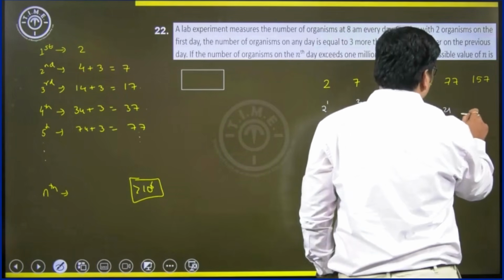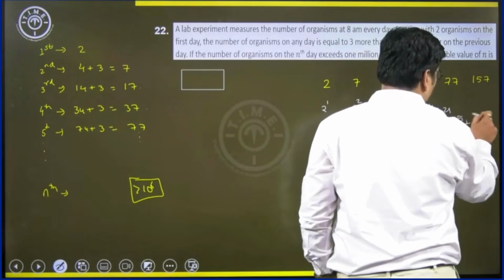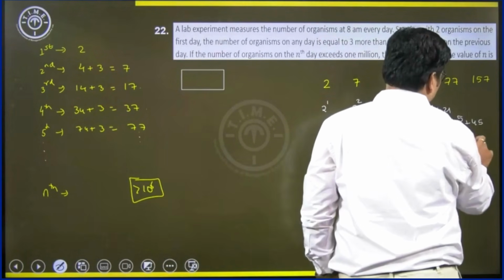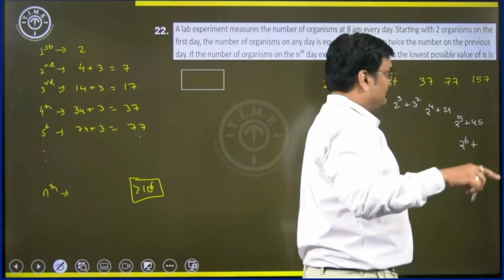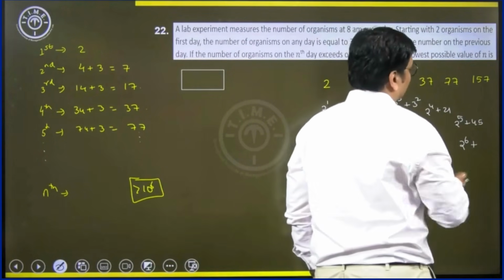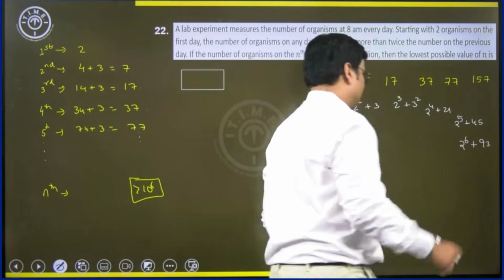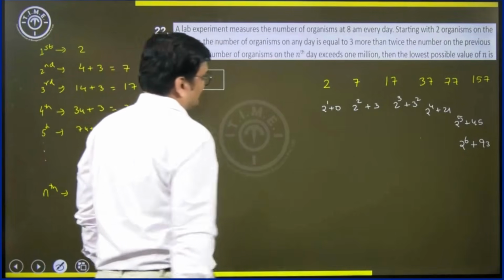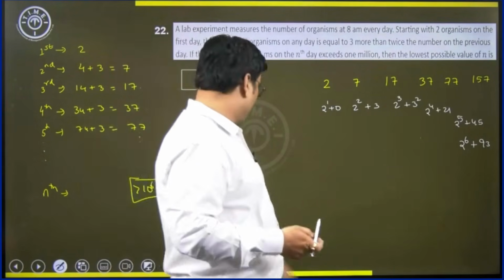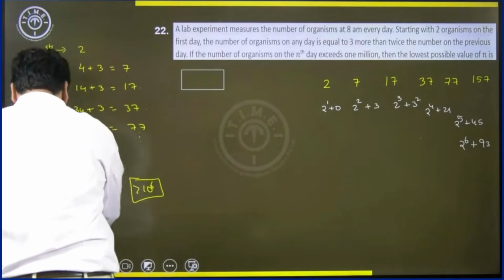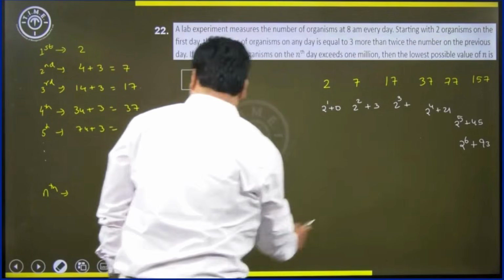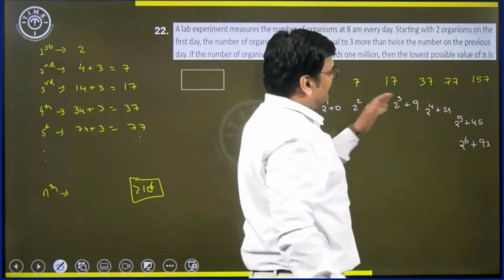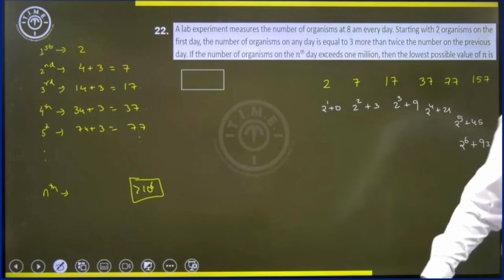77 is 2 power 5, 32, and this will be 45. And 157 is 2 power 6, 64, and this will be 93, and so on. So it was 2 power 1 plus 0, and then you had a plus 3, then you had a plus 3 square, or rather 9, I will simply write it as 9. And then I had a 21, then a 45, and 93, and so on.